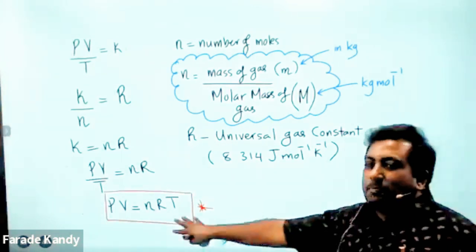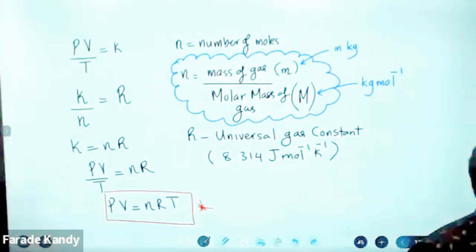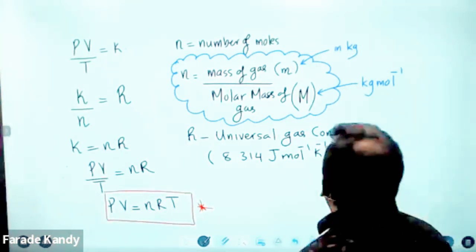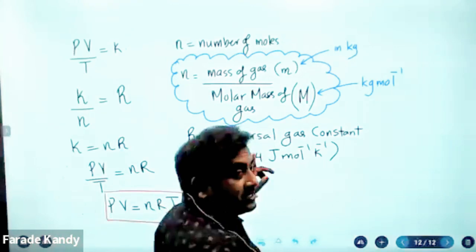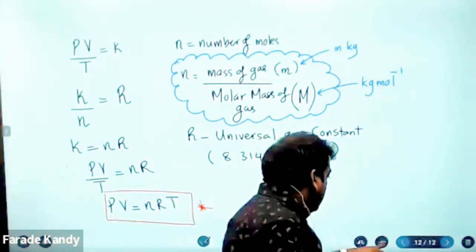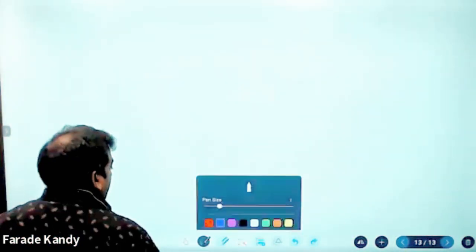Now, chemistry people stop here. PV equal nRT. But in physics, we don't stop there. We have to move forward. There are two more equations we need to know. I hope you all have finished this. Right. The next equation is, look at this carefully.